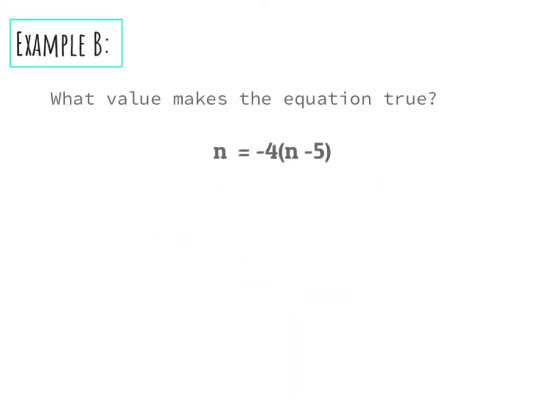So here in example B, it says what value makes the equation true? And it looks like I have to simplify on one side of my equation, and it looks like I have to simplify using that pesky friend, the distributive property. So I'm going to have to distribute to one side of the equation in order to clean this up.